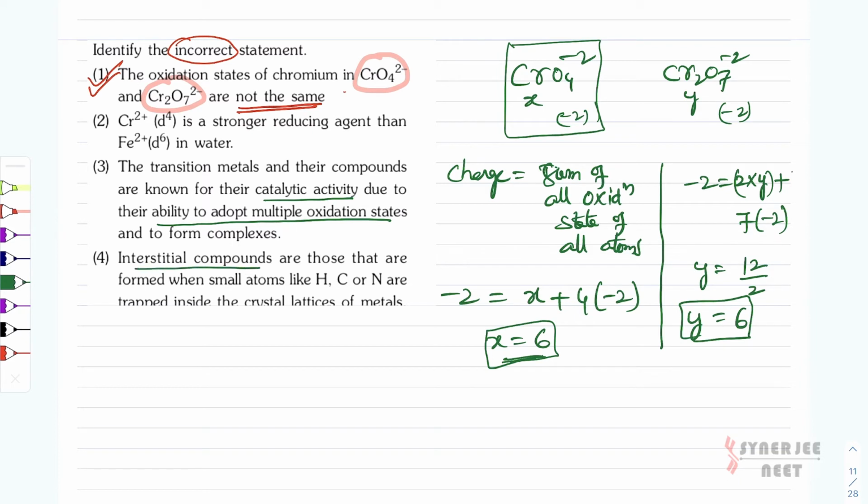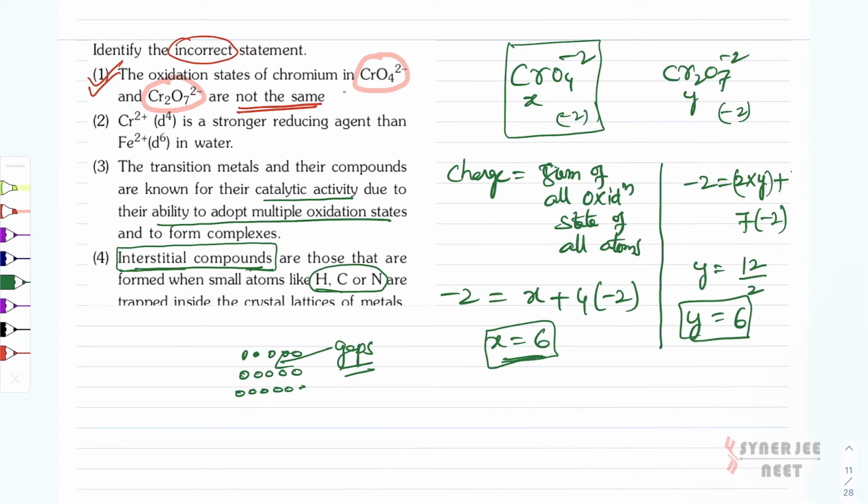Interstitial compounds. Interstitial compounds means small elements like hydrogen, carbon, nitrogen occupy gaps. Suppose these are the metal atoms, now there are some gaps in between the metal atoms. So in these gaps, if small elements like hydrogen, carbon, nitrogen go and sit there, then such compounds are called interstitial compounds. Interstitial means in between spaces. Something occupies the in-between space of the lattice created by the other element, then they are called interstitial compounds. So this statement is also right. Only the first one is the wrong statement, and that is what they want us to select.